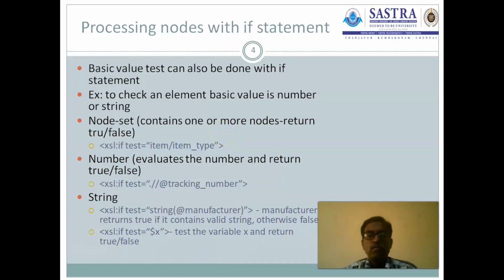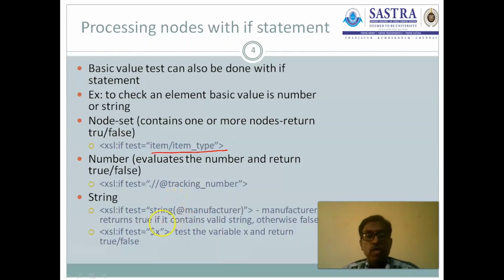And then when we are using XSL if, we need to give a test expression. In the test expression, we can give different values. Directly, we can give the node name, item/item type. This comes under the node set category. In the test expression, we are able to include a node set expression, which contains one or more nodes. If those nodes are available in the node tree of your XML document, then it returns true, otherwise false.